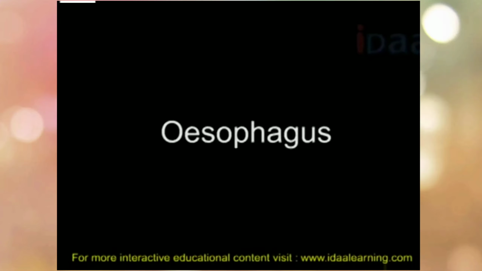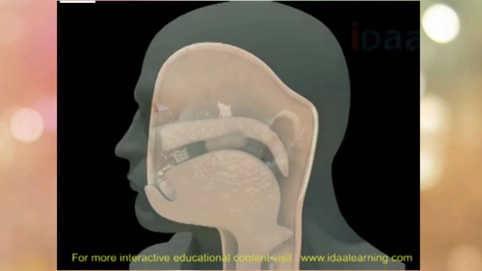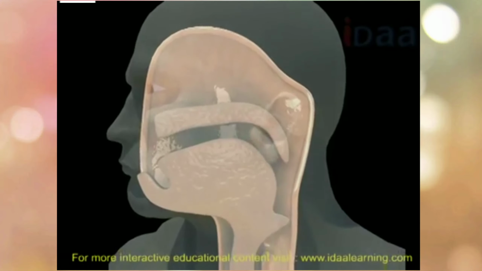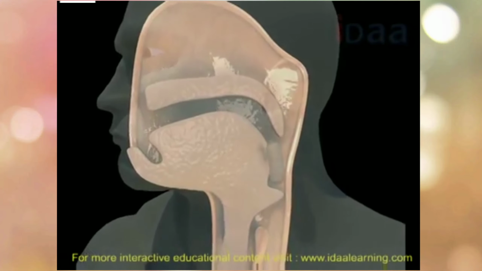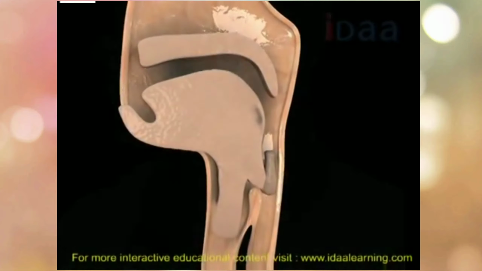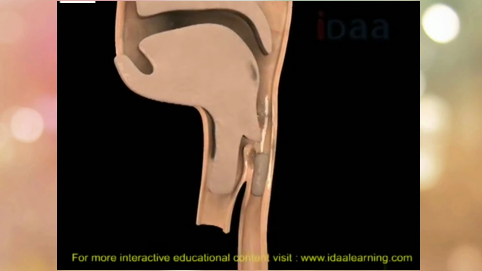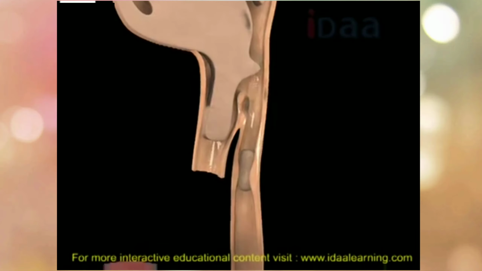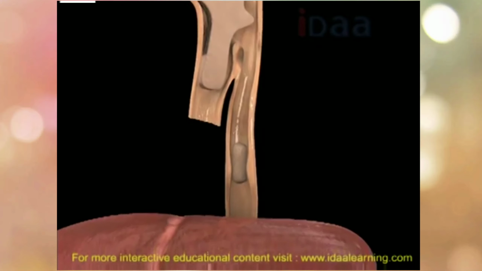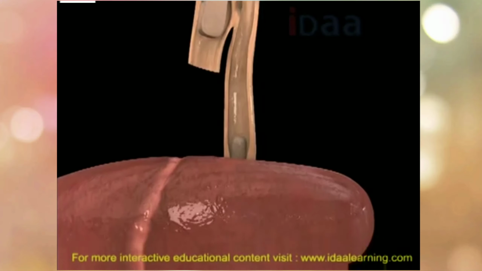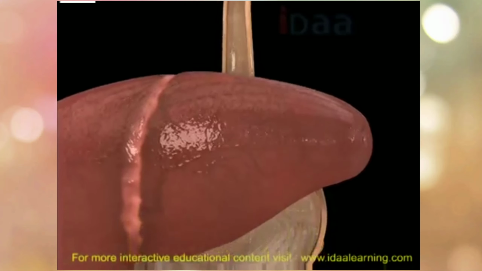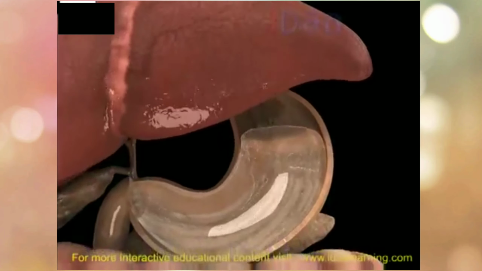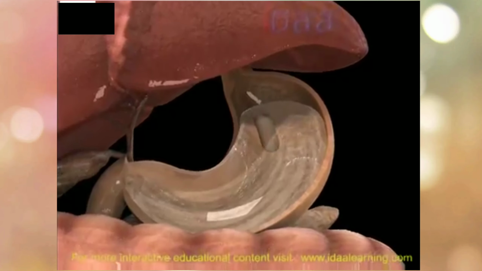Esophagus or food pipe. The swallowed food from the mouth passes onto the esophagus. The epiglottis, which is a flap-like structure behind the tongue, directs the food into the esophagus and prevents entry into the larynx. The peristaltic movements of the esophagus help the food to move down the tract till it reaches the stomach.